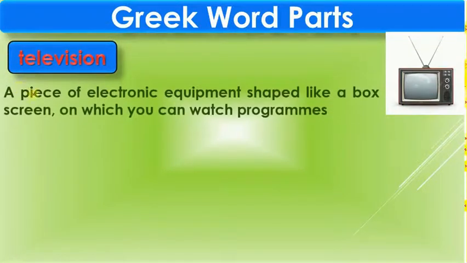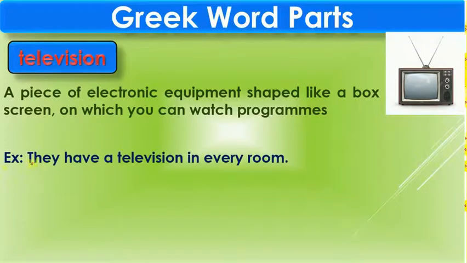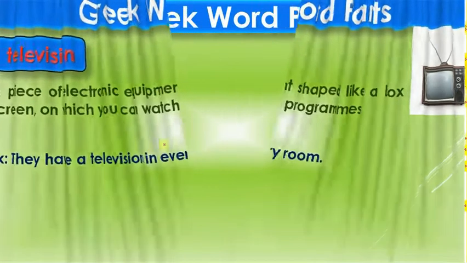Television. And television, it's very easy. It's a piece of electronic equipment shaped like a box screen on which you can watch programs. For example, they have a television in every room.